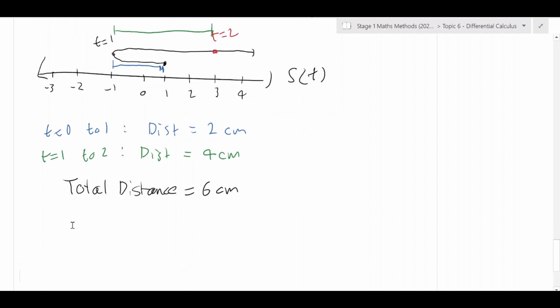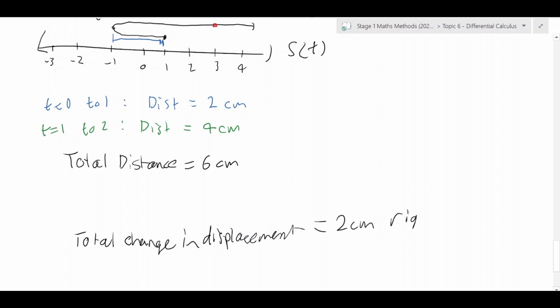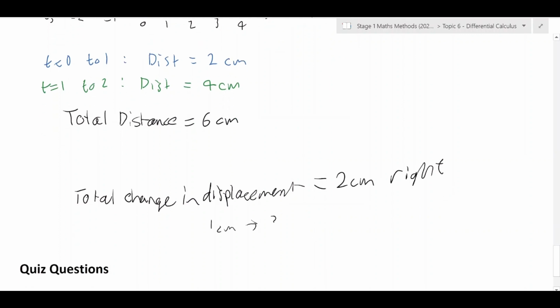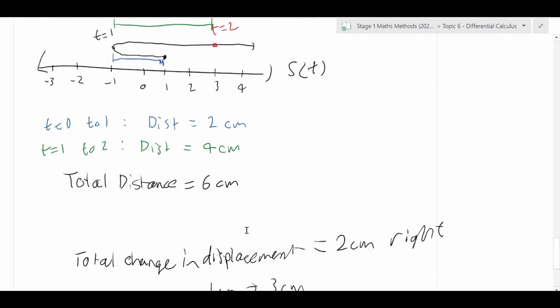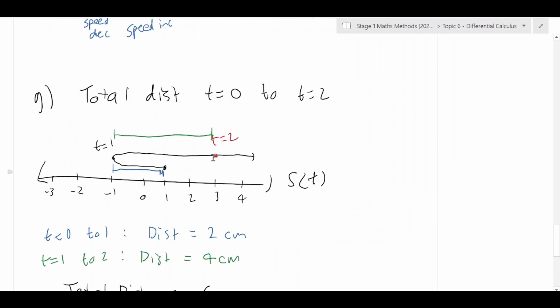And distance doesn't have a direction. Distance is just total distance. And that's just by literally adding them up. If we wanted, the question doesn't ask for it, but if we wanted the total change in displacement, that would be 2 centimeters, right? Because the displacement function has gone from 1 centimeter up to 3 centimeters, even though it didn't take a direct path there. So you can see that it's changed from 1 up to 3 in that process.